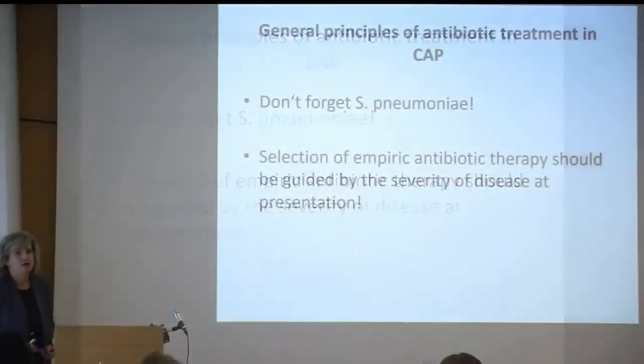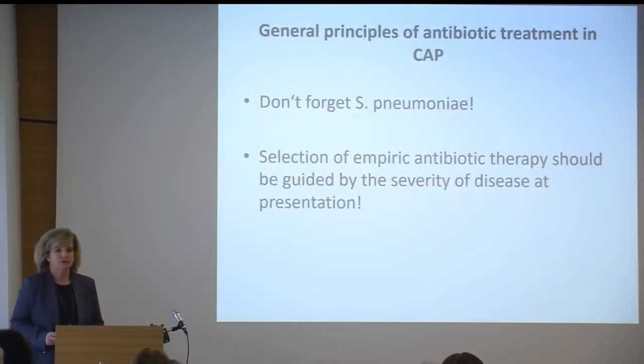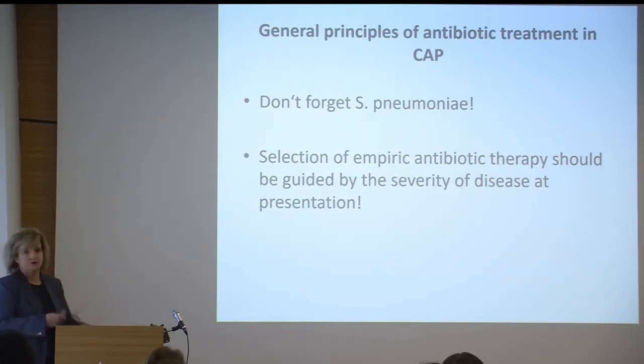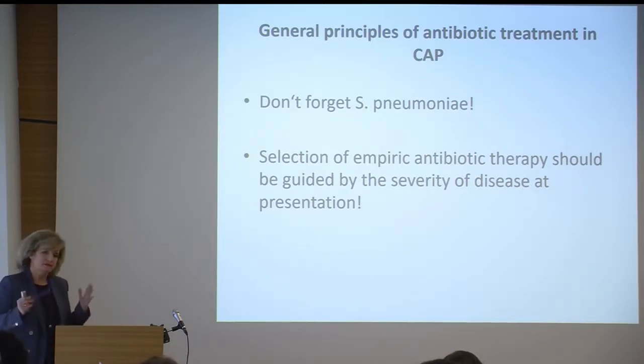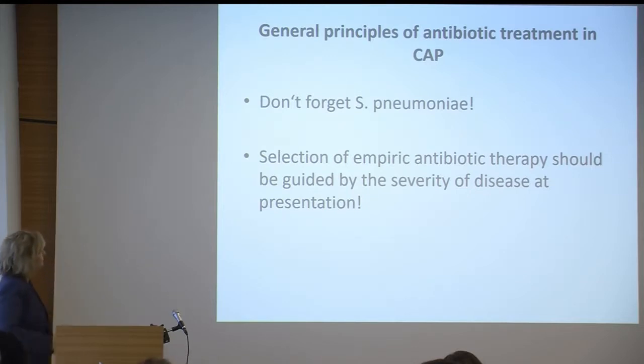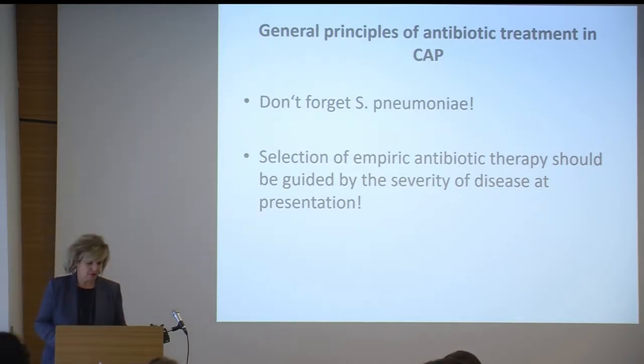General principles of antibiotic treatment of community-acquired pneumonia, also, of course, related to the appropriate choice of antibiotics. Never forget strep pneumonia. As I said, it does not cause 80% of all pneumonias, but the risk is still high enough that we should always cover strep pneumonia. And then the selection of empirical antibiotic therapy should be guided by the severity of the disease at presentation. This is quite different from the recommendations that we had like 20 years ago.